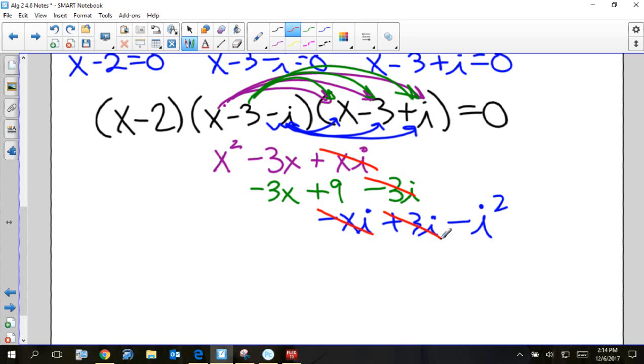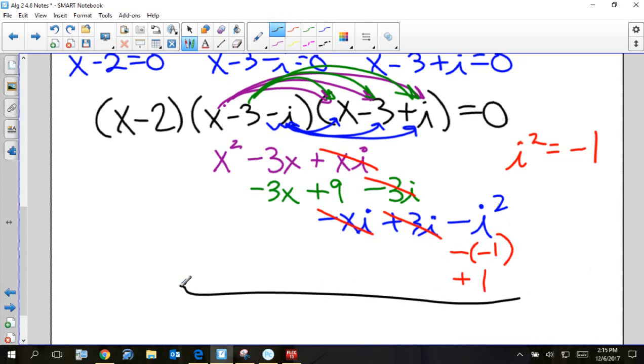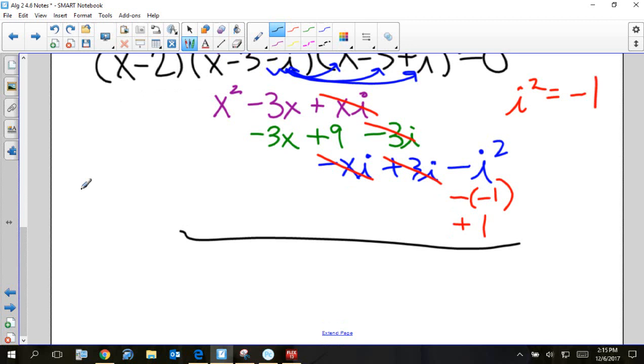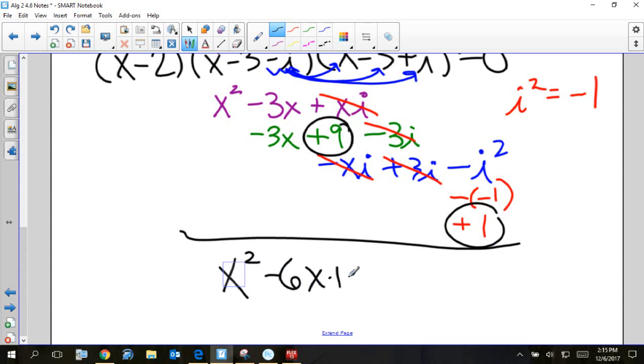So that we did in the last chapter. i squared is equal to negative 1. So where I have negative i squared, that's the same thing as having negative negative 1, which is the same thing as having plus 1. So I don't have any more i's. I will combine the rest of my like terms. I have an x squared minus 6x, and then I have this plus 9 and that plus 1, so plus 10.